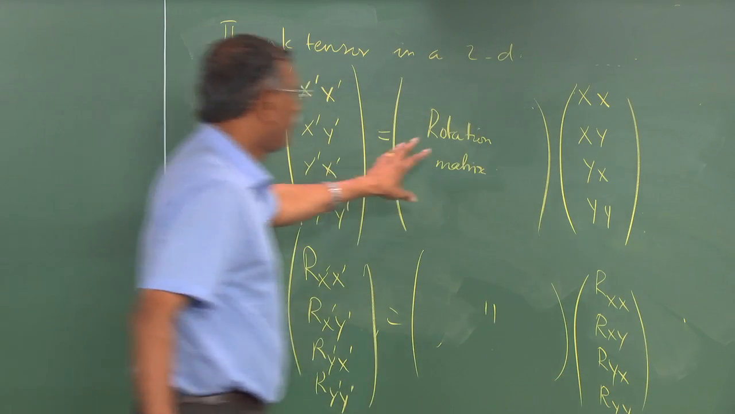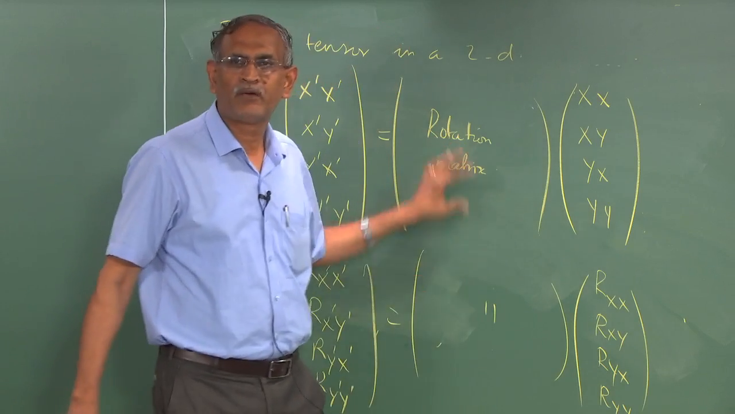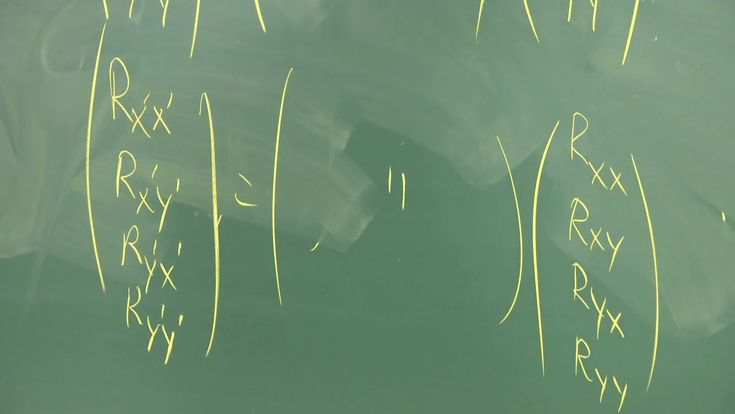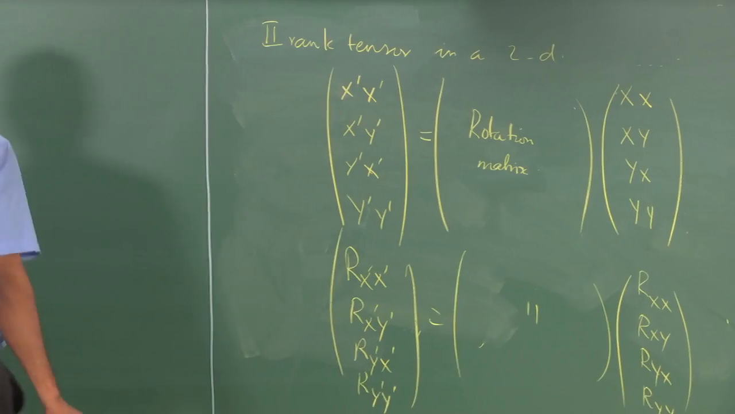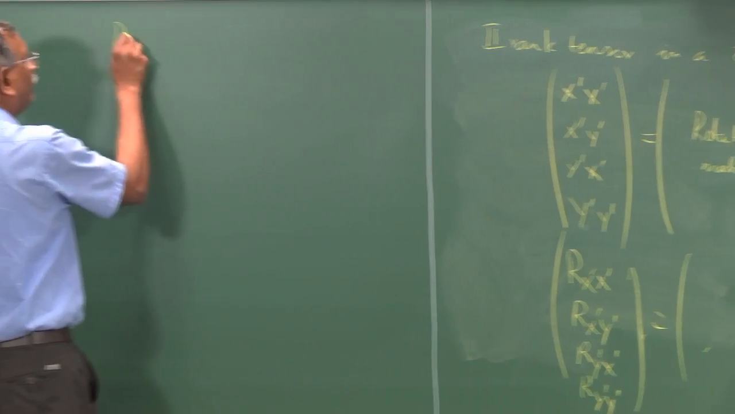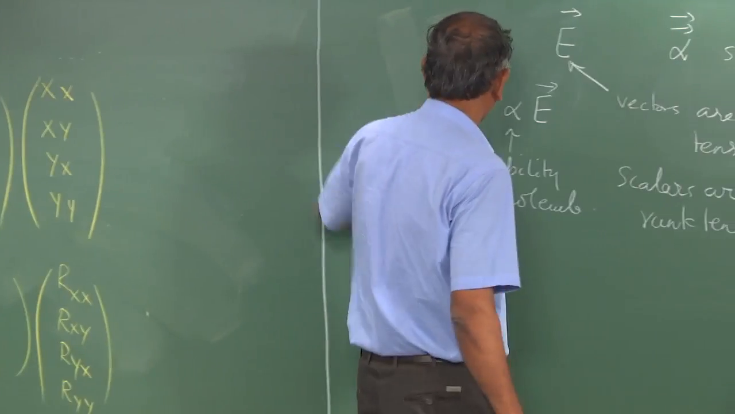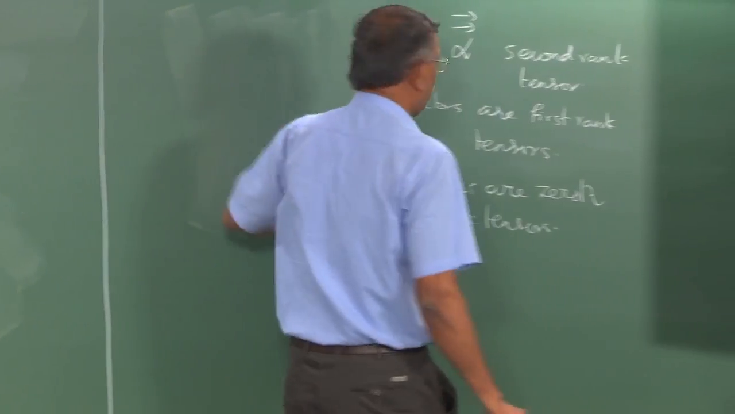And what is this rotation matrix? Compared to the 2 by 2 rotation matrix that we talked about, there is something called the direct product of these rotation matrices.